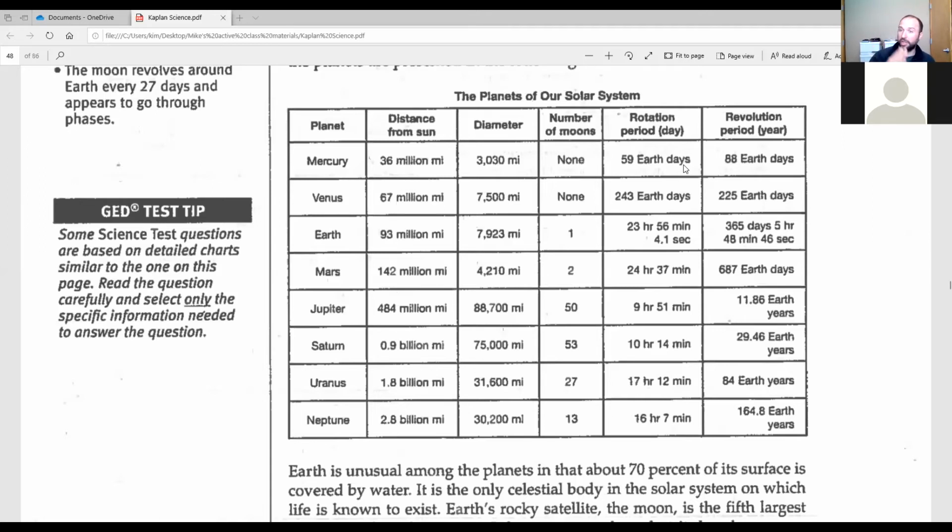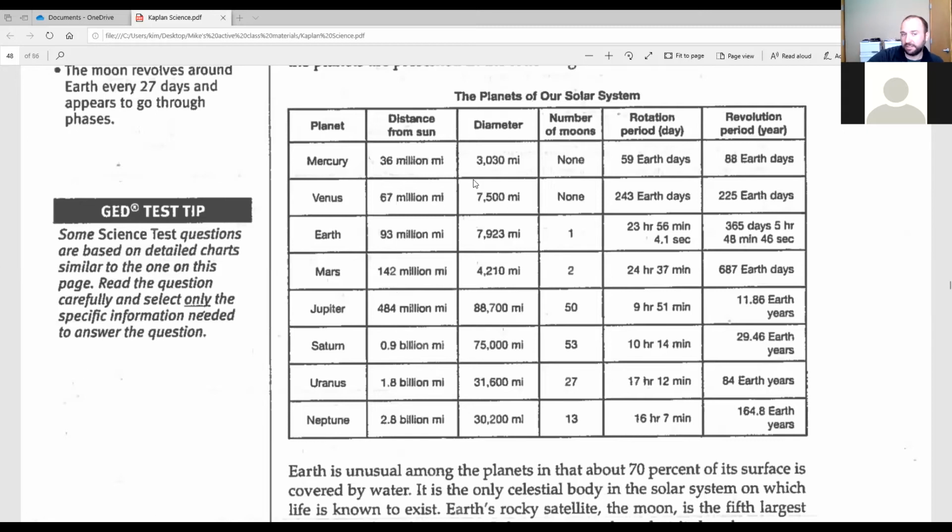So it's rotating much slower, but because it's closer to the sun, its year is only 88 of our days. So a year on Mercury isn't much different than a day, right? A day is 59 Earth days, and a year is only 88 Earth days. So it's spinning much slower, but orbiting around the sun much quicker, closer in. Now, I won't spend that much time on all these other planets. I just want to drive home the point of what we're talking about.